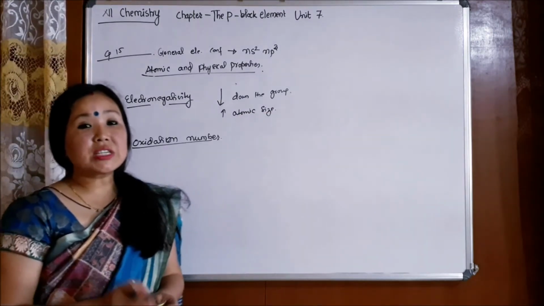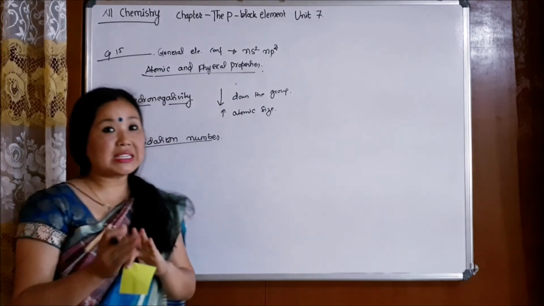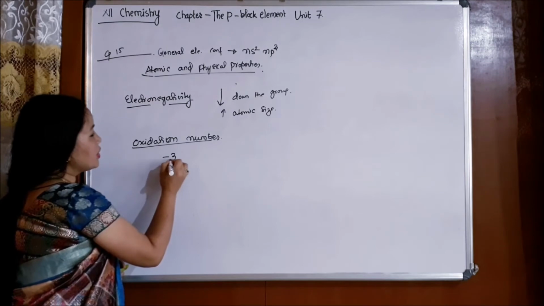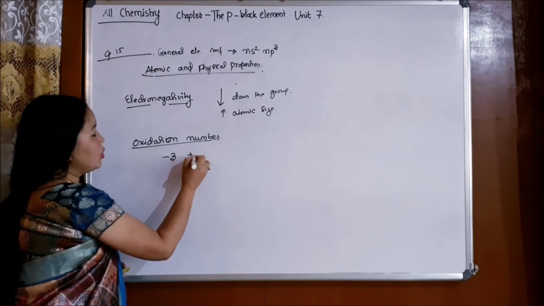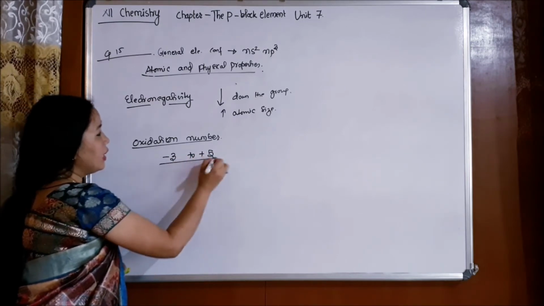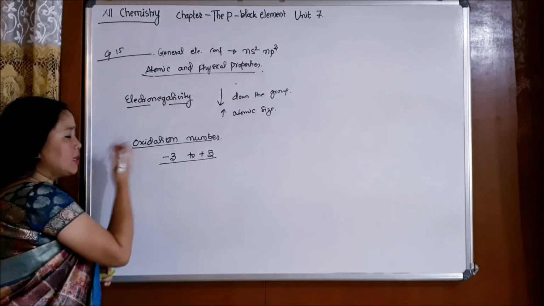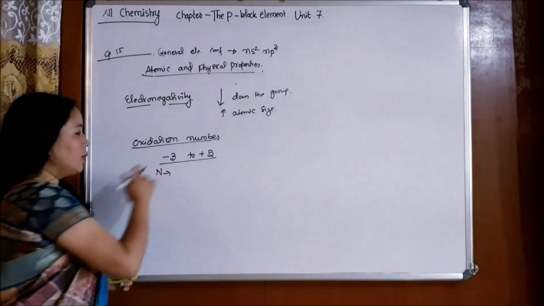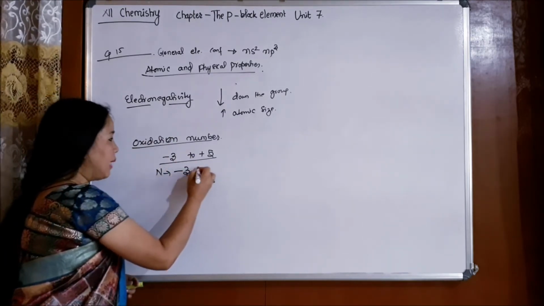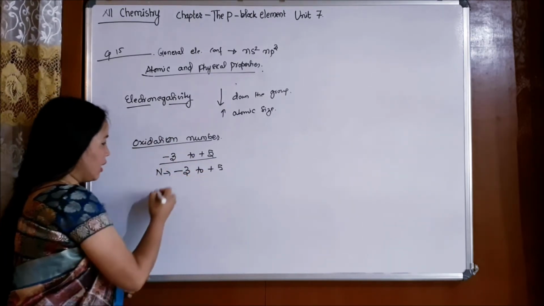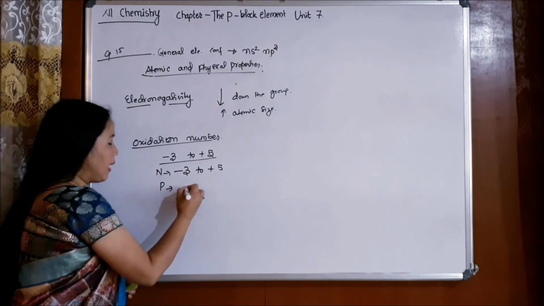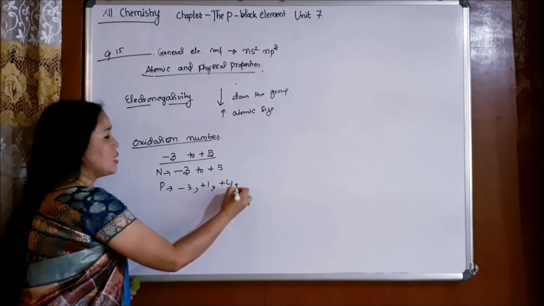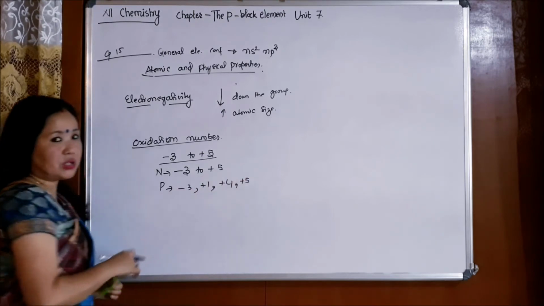Now next, oxidation number, oxidation state. Group 15 elements show oxidation numbers from -3 to +5. Nitrogen shows all the oxidation states from -3 to +5, whereas phosphorus shows -3 oxidation state, +1 oxidation state, +3, +4 oxidation state, +5 oxidation state.